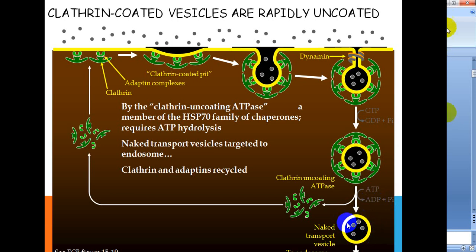Okay, so the clathrin coated ATPase hydrolyzes this ATP. It is a member of the heat shock protein 70 family of chaperones, and it requires ATP hydrolysis. Now these naked transport vesicles are targeted to the endosome, and the clathrin and adaptins are recycled.